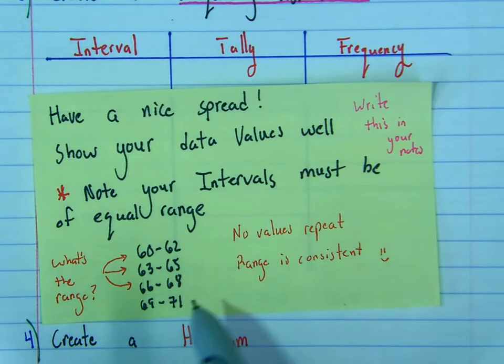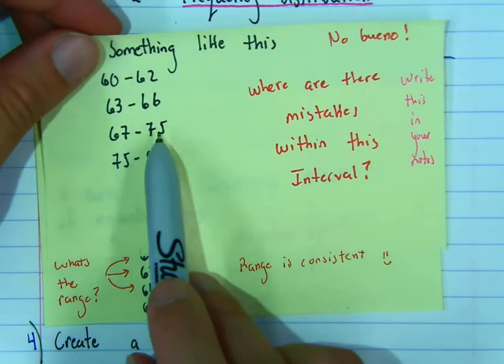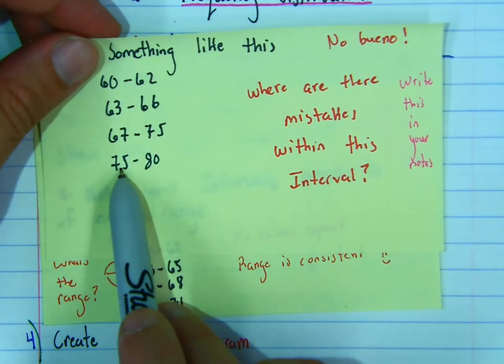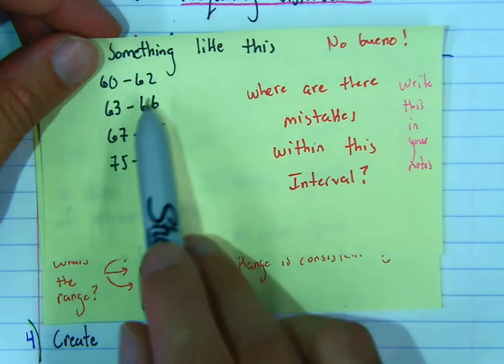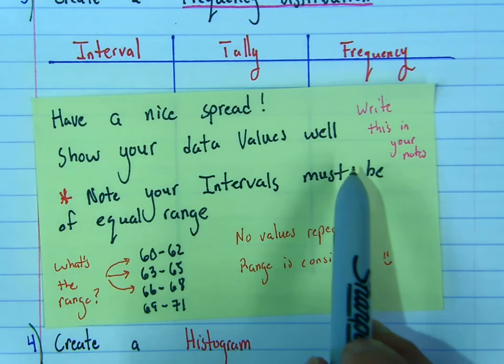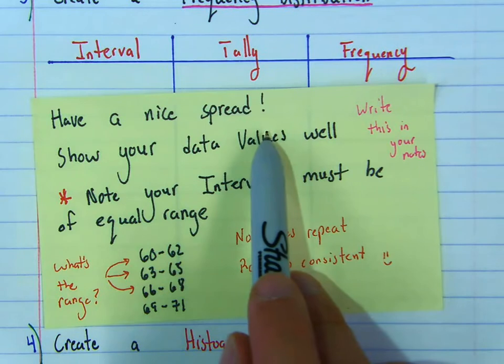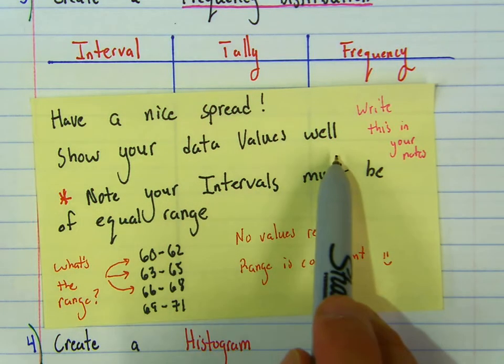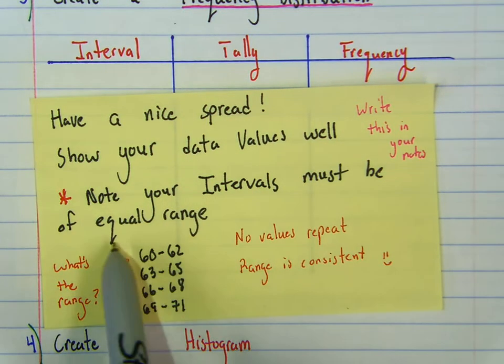And also, the intervals shouldn't repeat numbers. Take a look over here, I shouldn't have a 75 and a 75 here. The values should always be different within the interval ranges. So something to note: make sure you have a nice spread, show your data values well. Note that the intervals must have an equal range. The range here is 2.